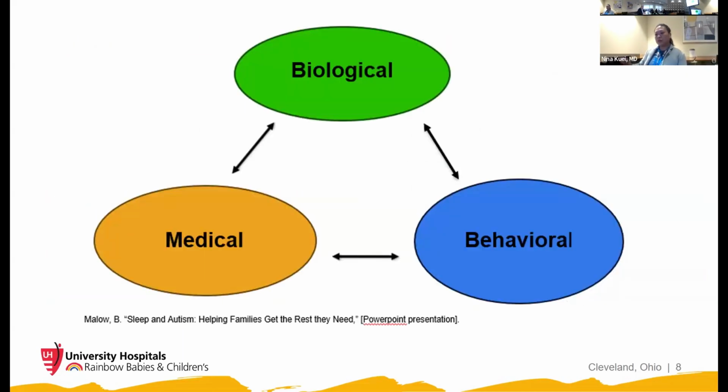And so I adapted this from Beth Malow's presentation. She's a sleep physician that specializes in autism research out of Vanderbilt. But it really shows that there's bidirectionality and 3 major players that help explain why people with autism have these sleep disorders. So there's a biological component, a behavioral component, as well as a medical component that we all need to be taking a step back and looking at as a whole picture.